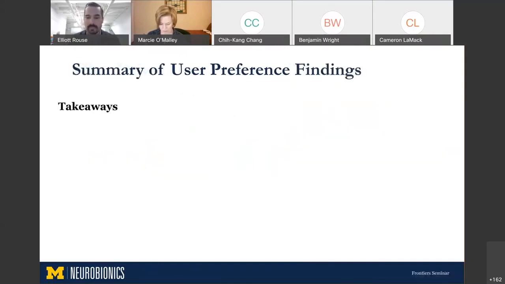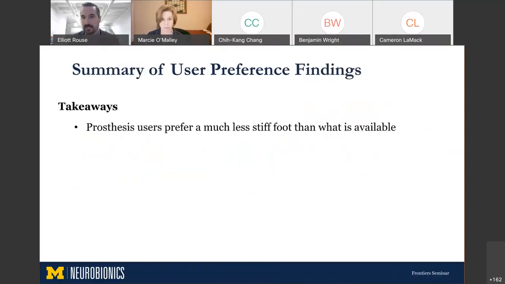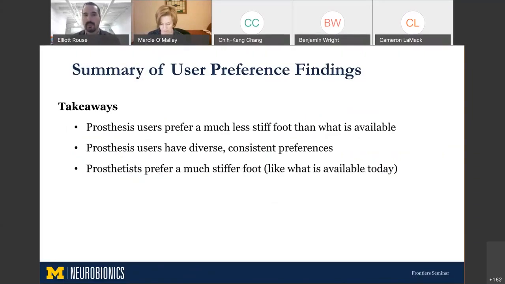So the takeaways for this section of the talk are that prosthesis users prefer a much less stiff foot than what is available. Prosthesis users have diverse and consistent preferences. Prosthetists prefer a much stiffer foot. This is more like what's available today.